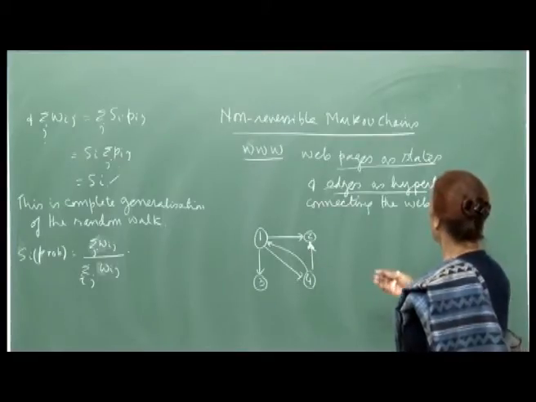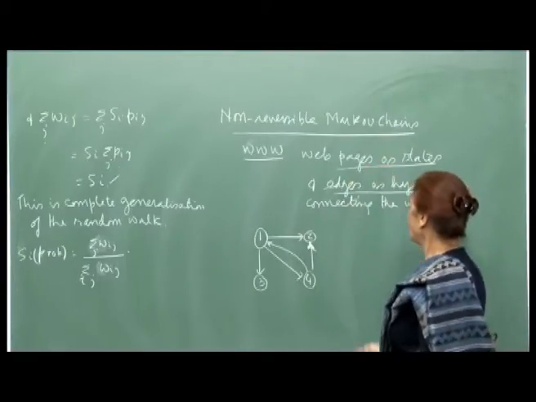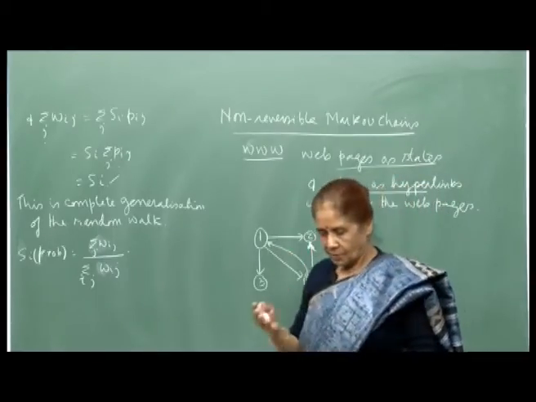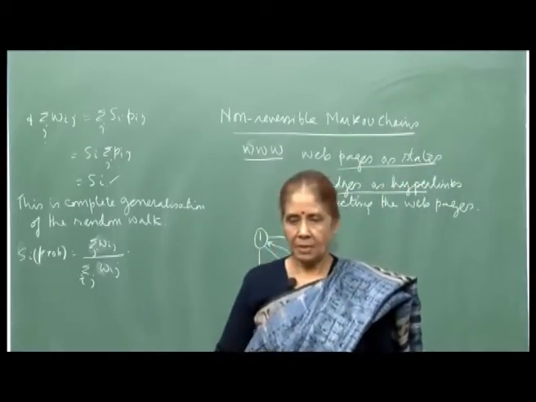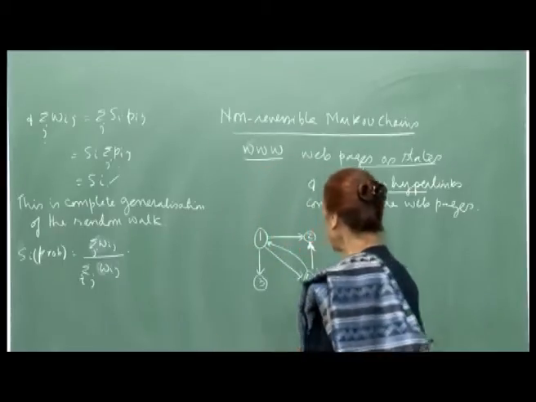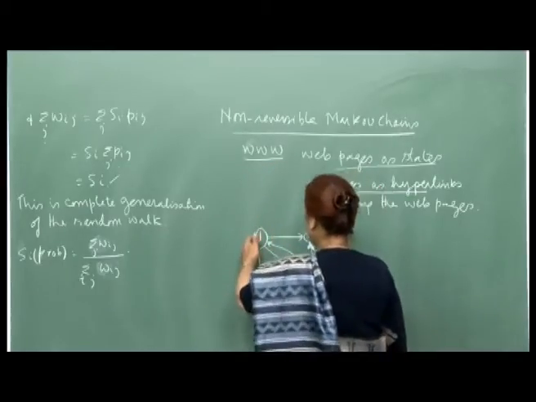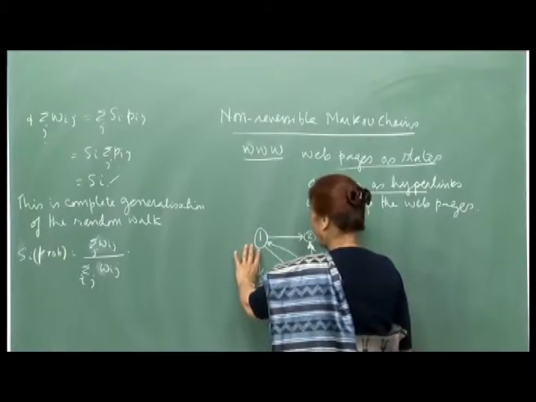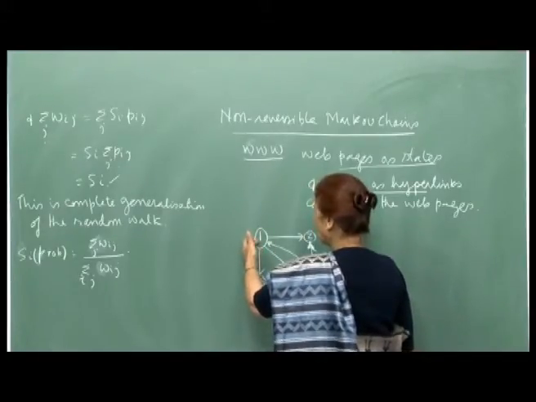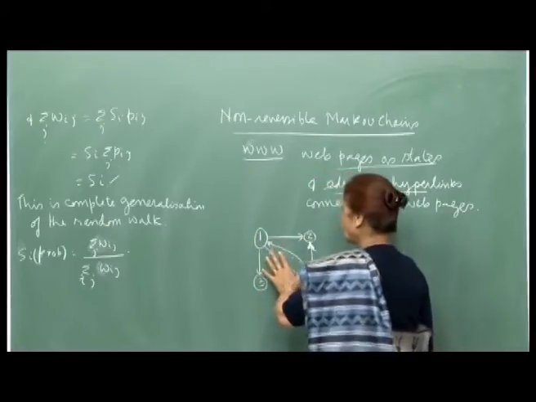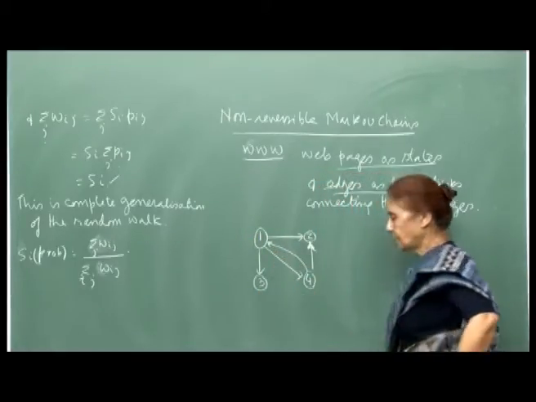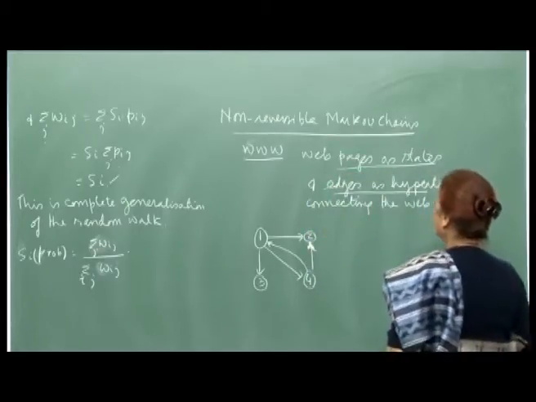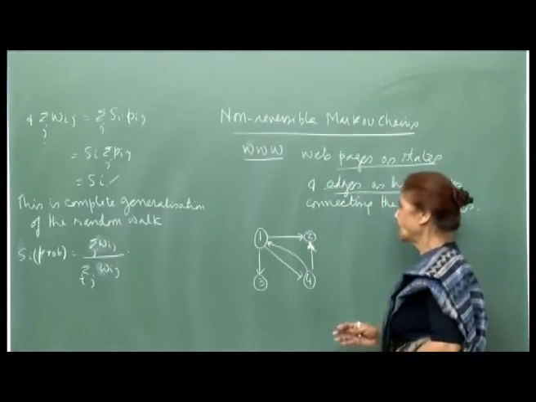So, for the example of web pages worldwide, searching on the web will be a Markov process, because where you want to go depends only on where you are, and this probability will not depend on how you reached there. So, it is easy to picture that the search on the web will be a Markov process, but it will certainly not be a reversible Markov chain.